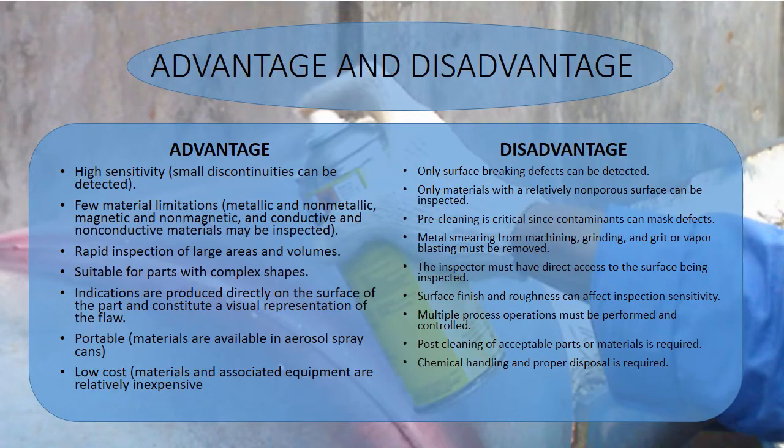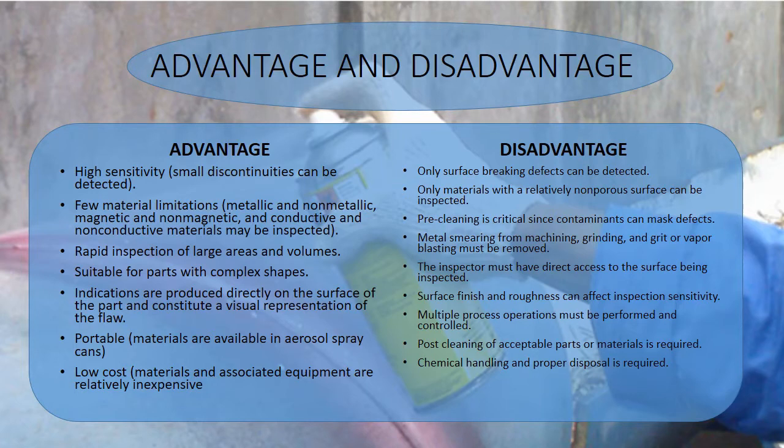Advantages and disadvantages. Advantages: high sensitivity, small discontinuities can be detected. Few material limitations: metallic and non-metallic, magnetic and non-magnetic, and conductive and non-conductive materials may be inspected. Rapid inspection of large areas and volumes, suitable for parts with complex shapes. Indications are produced directly on the surface of the part, constituting a visual representation of the flaw. Portable materials are available in aerosol spray cans. Low cost: materials and associated equipment are relatively inexpensive.